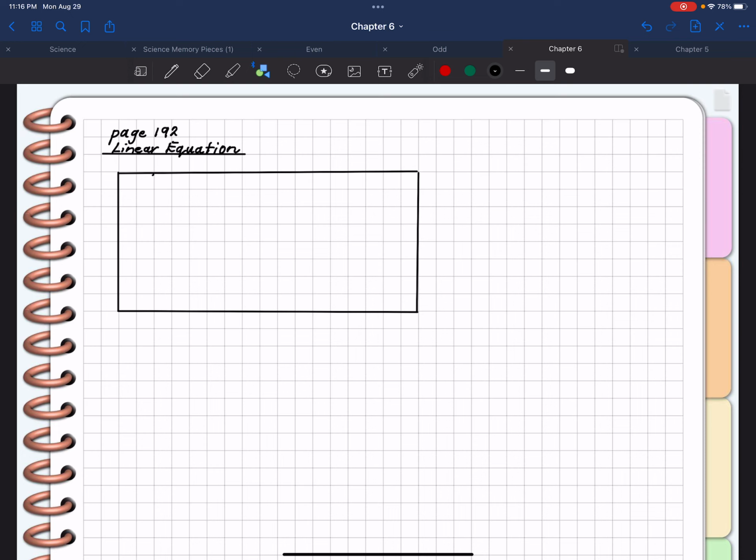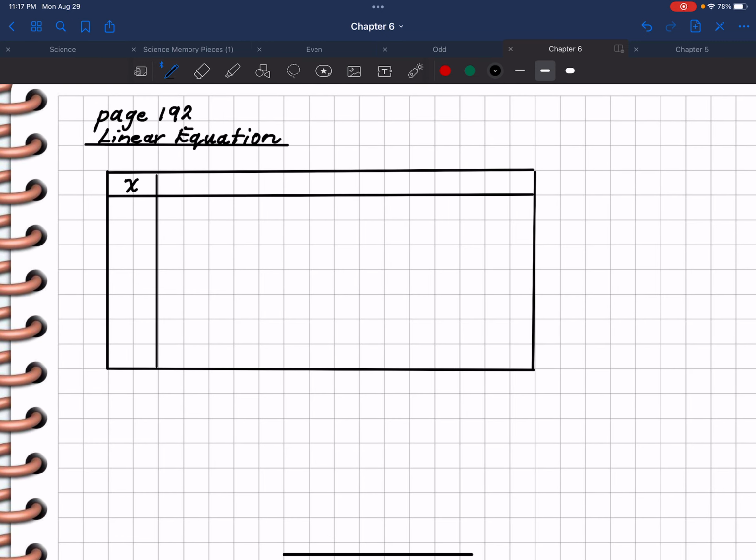So in the first column, we're going to put some values for X. Let's go ahead and do this. I'm going to go ahead and give those to you. We want -3, -2, -1, 0, 1, 2, and 3. So these are going to be my X values.